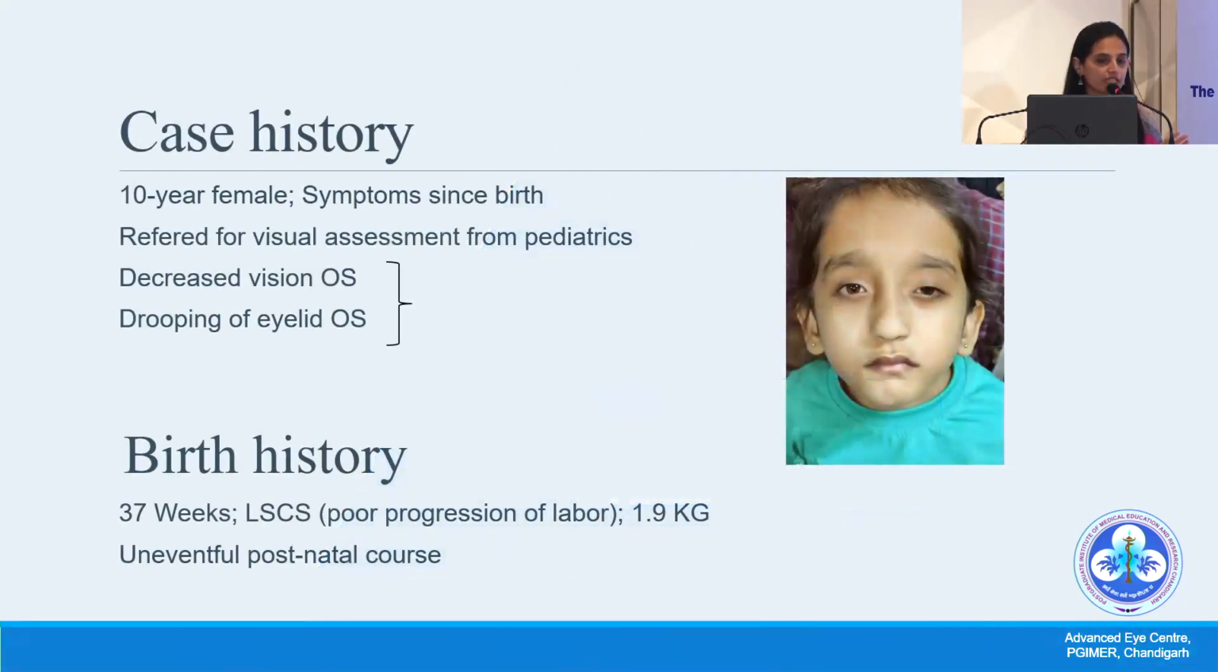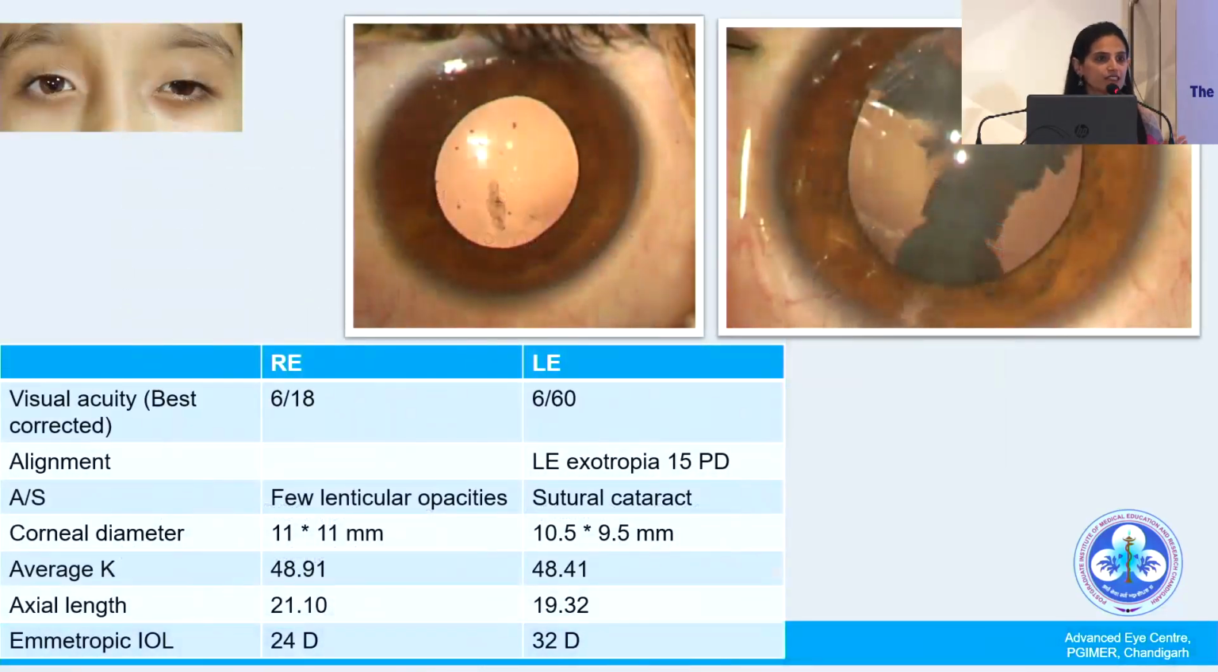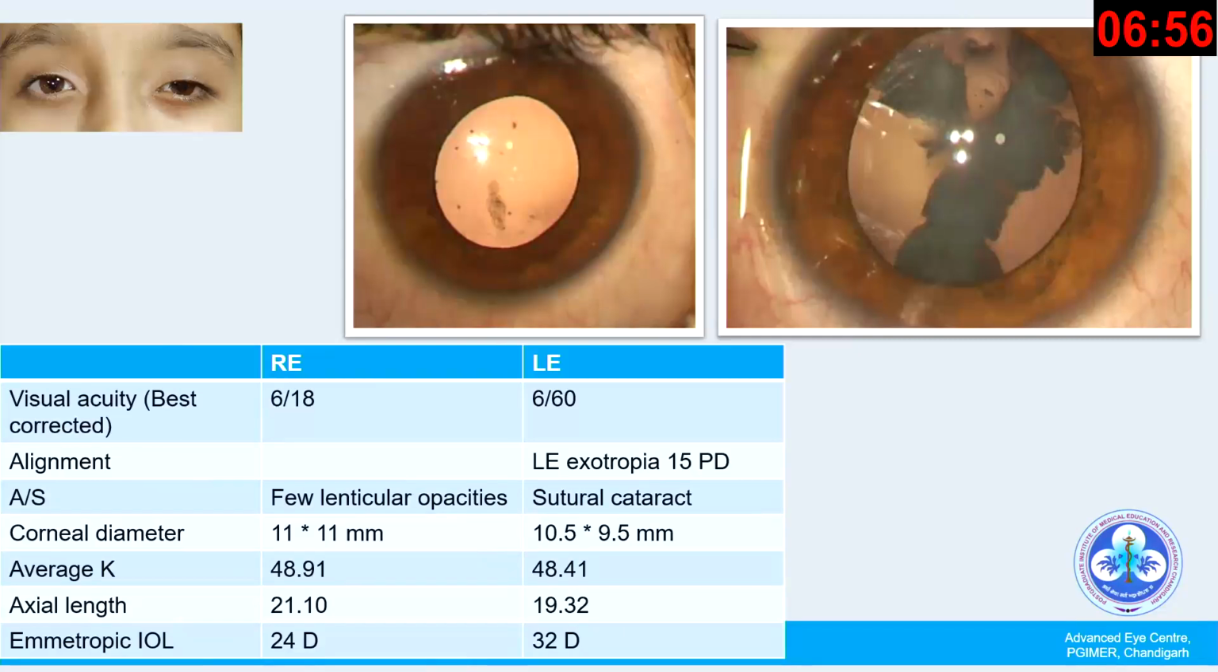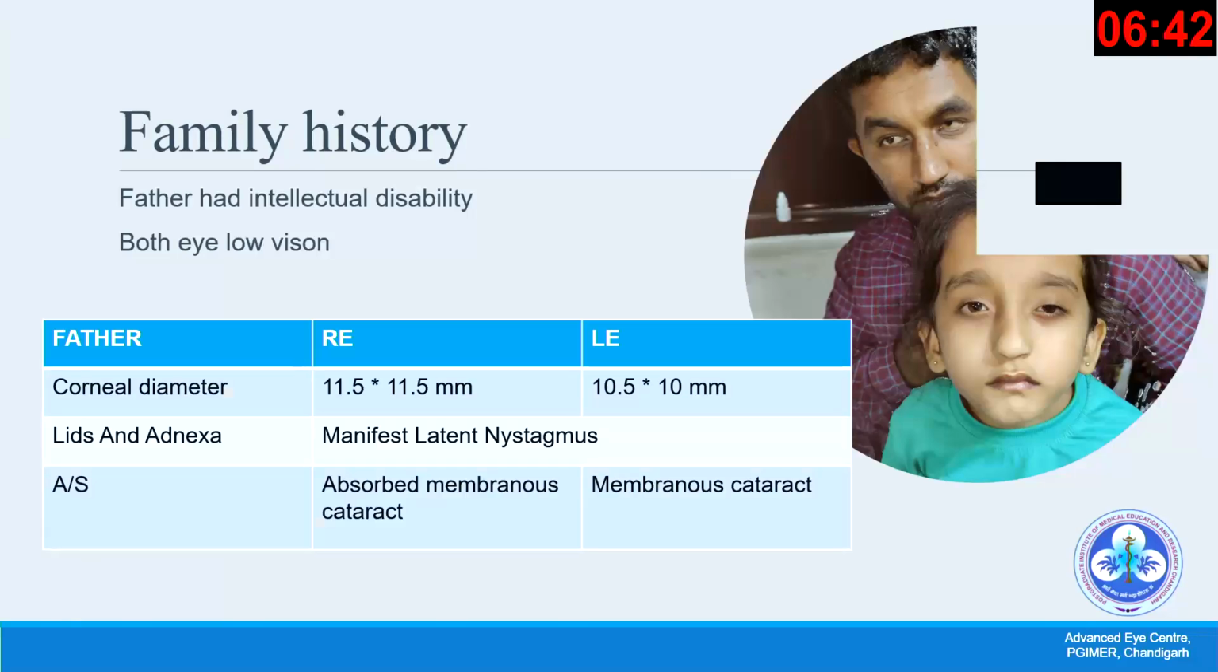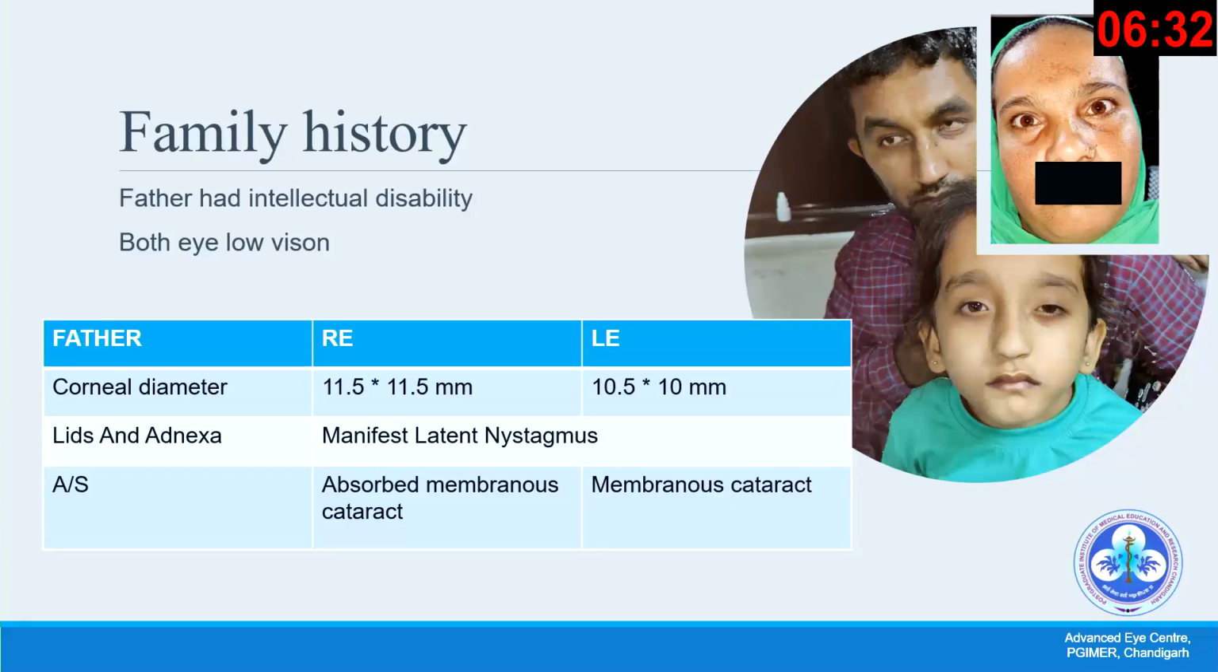So a case of a 10-year-old female who presents with decreased vision in the left eye along with ptosis. She has a normal birth history, and she has an asymmetric presentation of cataract. Not only is the cataract asymmetric, the cornea is also small along with microphthalmos. You see the morphology is typical of a sutural cataract in the left eye. She also has a father who has intellectual disability with low vision in both eyes, and he had a membranous cataract which he had never gotten operated upon. He presented to us with low vision and nystagmus and brought his daughter.